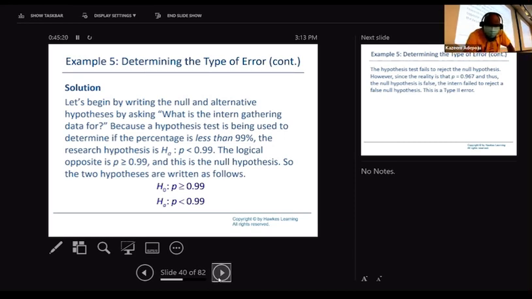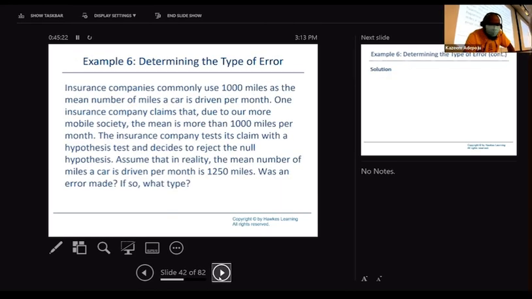Now, I'm going to quickly go into another example. Let's take a look at this. This is going to be the last example. We're going to continue from this material next time. Insurance companies commonly use 1,000 miles as the mean number of miles a car is driven per month. One insurance company claimed that due to our more mobile society, the mean is more than 1,000 miles per month.